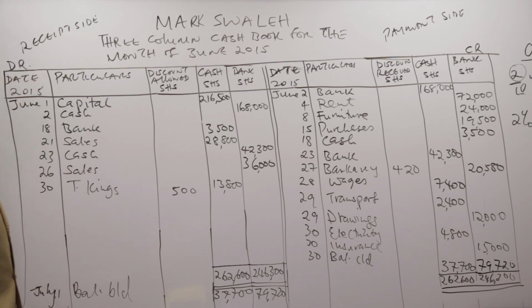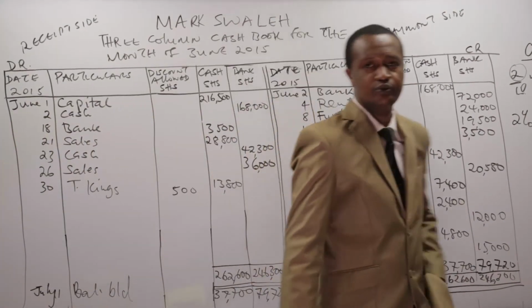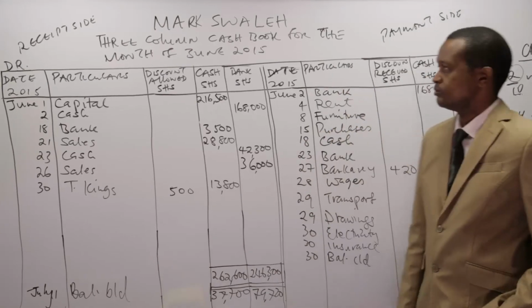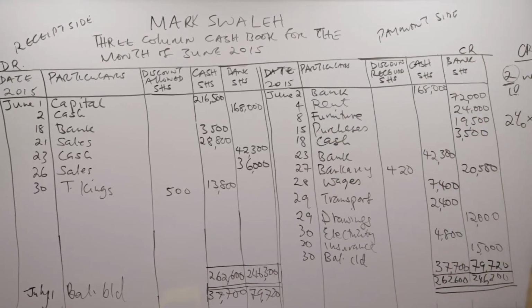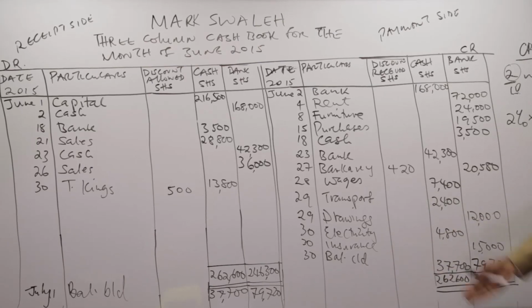We prepared a cash book for Mark Swale, who retired from employment and decided to start business, and you can see he's doing fine. He's buying and selling. So that's how you prepare a 3-column cash book. I said it's a book of original entry. So that is a solution.